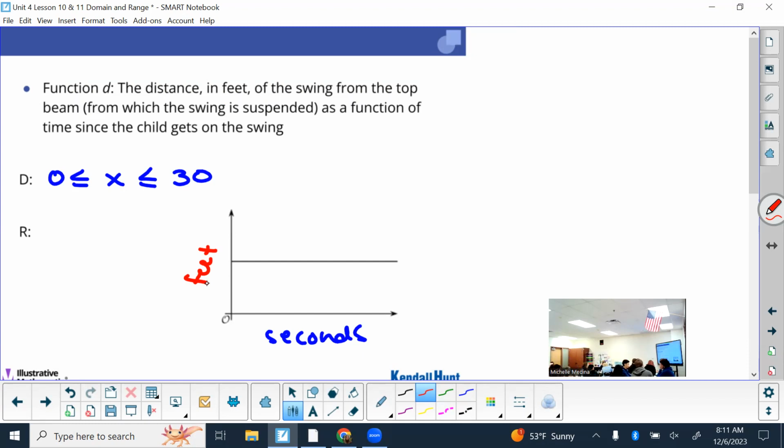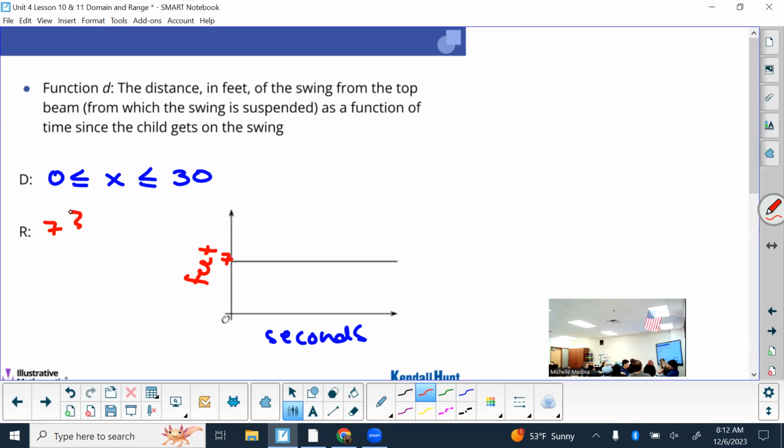Let me see if I have it in my notes somewhere. But yeah, if I give you a little piece of information and tell you that this is at a height of 7 feet, what is my range going to be equal to? Could it be any number other than 7? So when it's just a list of numbers, not an interval, then this is how you represent it.